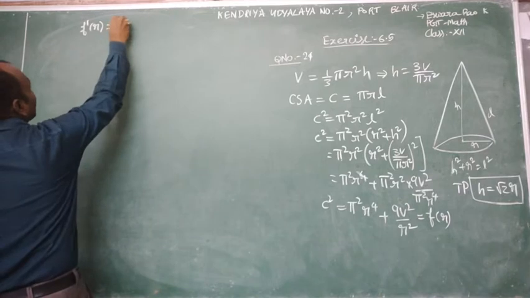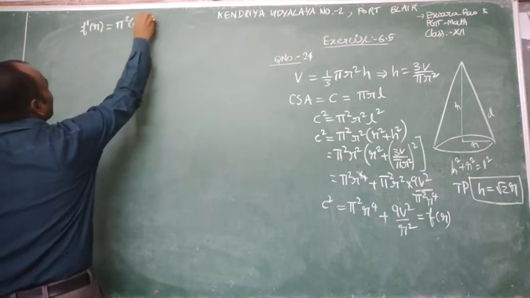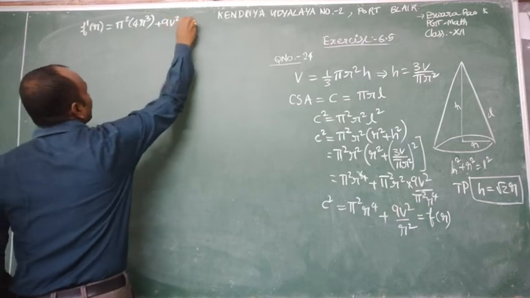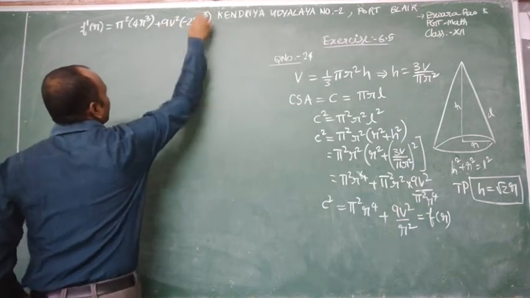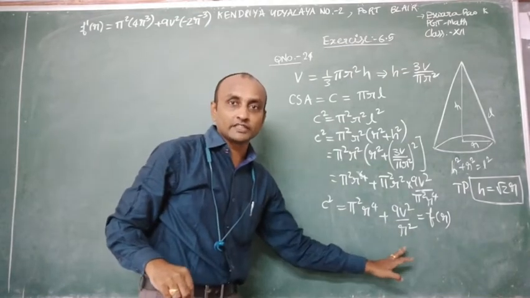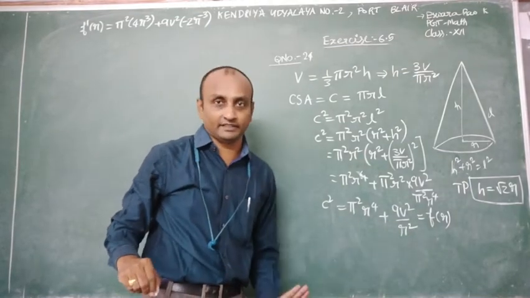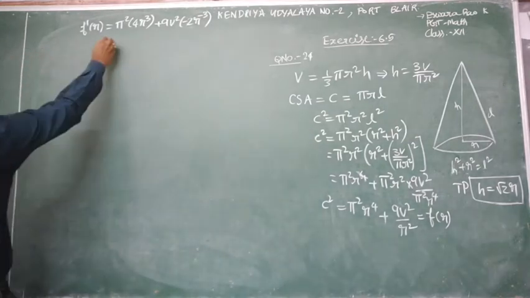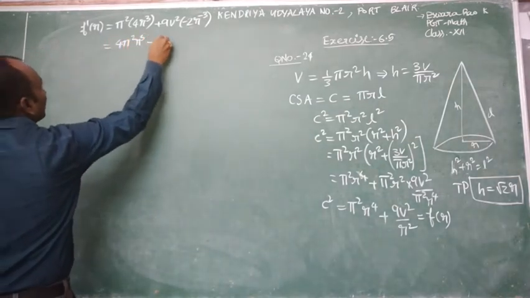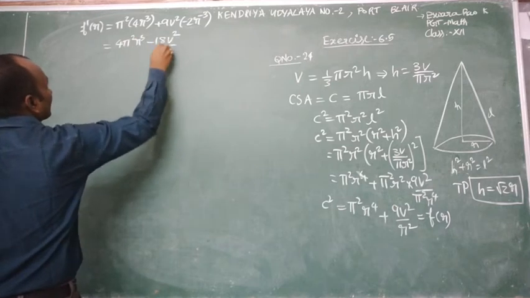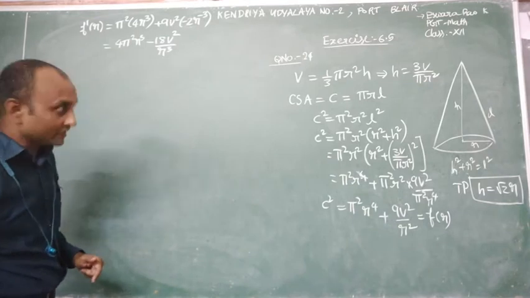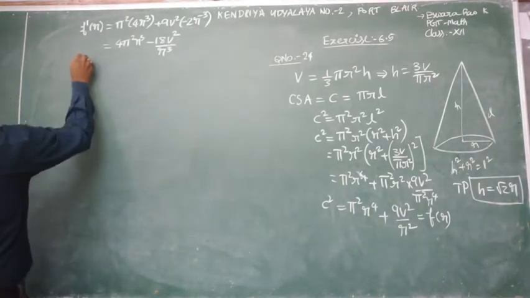Which is pi square into 4r cube plus 9v square into minus 2 r power minus 3, because 1 by r square can be written as r power minus 2. The derivative is minus 2 r power minus 3. Then you get 4 pi square r cube minus 18v square by r cube. So that you take the first derivative test now.